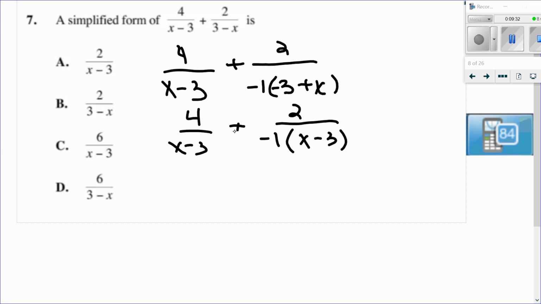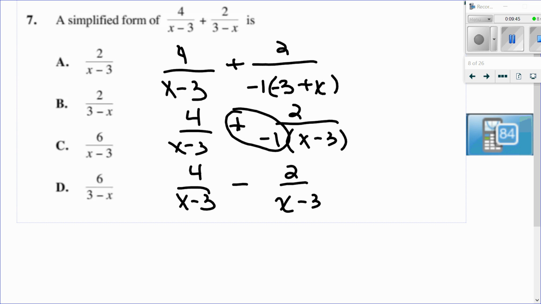And what I'm going to do is a little trick. If I add a negative, that's the same as subtracting. So a negative and a positive is a negative. So I'm just going to change the question like this. I just combined these to be just subtract. Now that the denominators are the same, I can keep the denominator, and in the numerator, 4 take away 2 is 2. So it looks like A is the correct option.